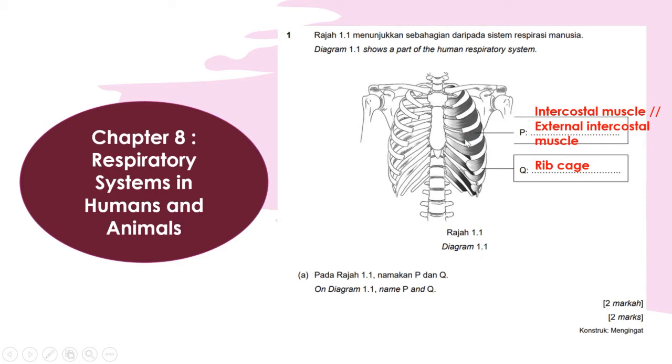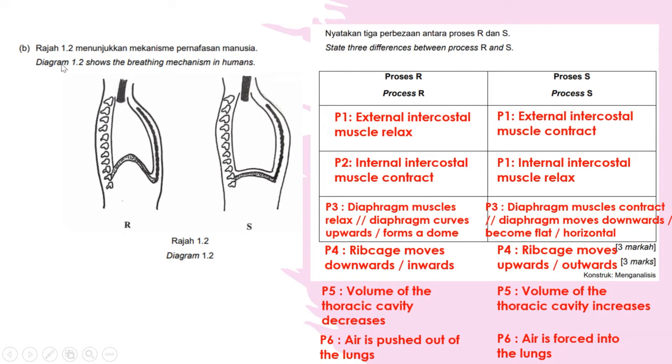So P refers to the muscle between the ribs. So when it is in the outer layer, we can name it as external intercostal muscle, or you can just write intercostal muscle. Okay, either one. Then we go to Q, ribs or rib cage. Okay, that is question number 1A. Okay, we go to question number 1B.